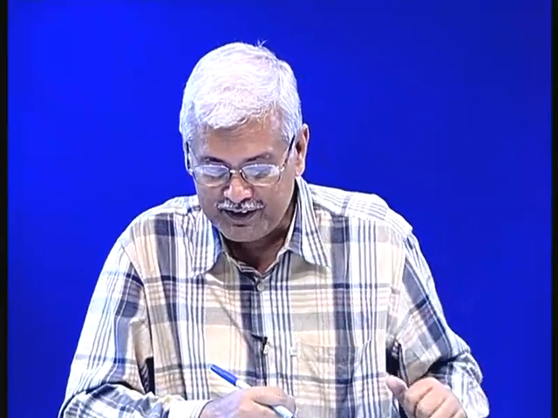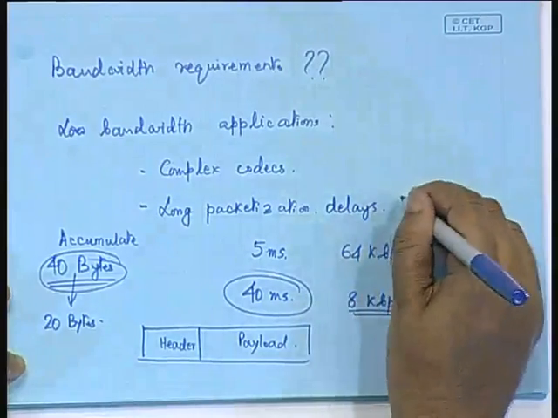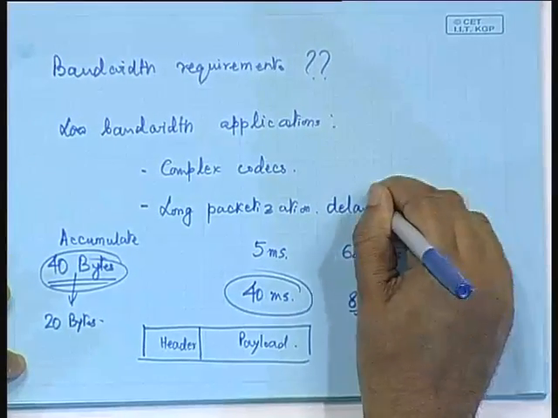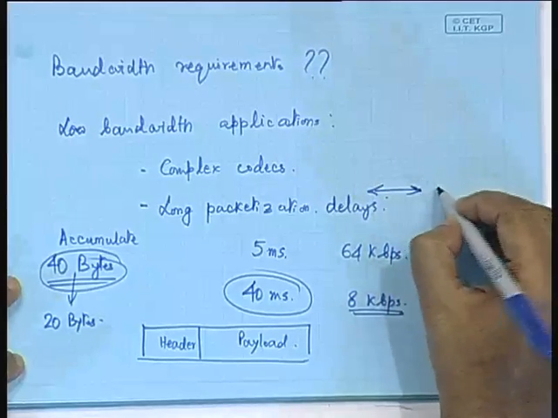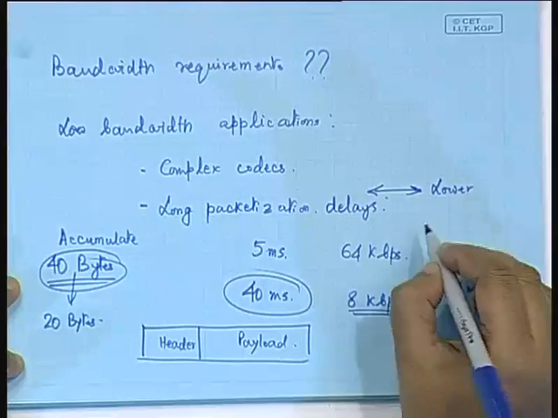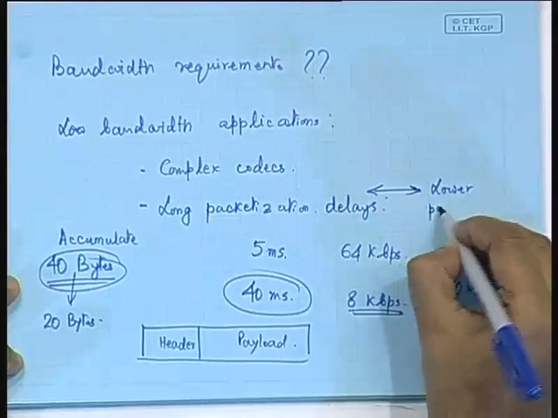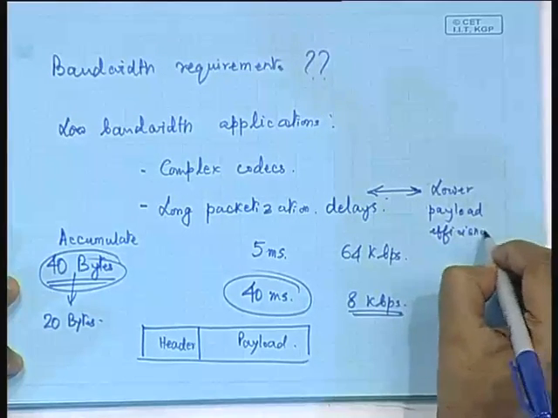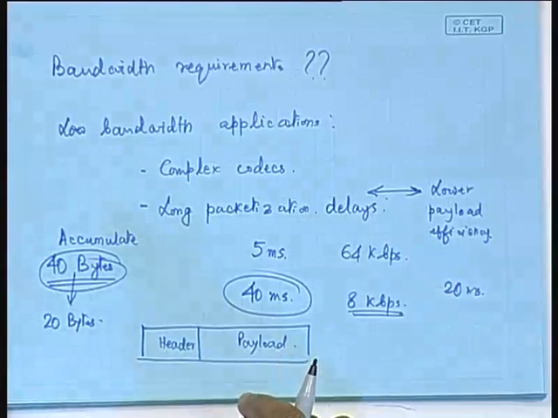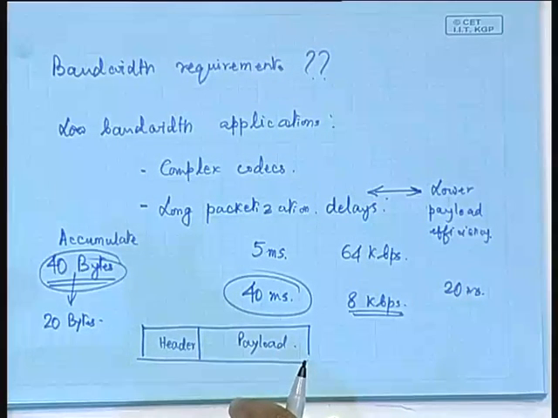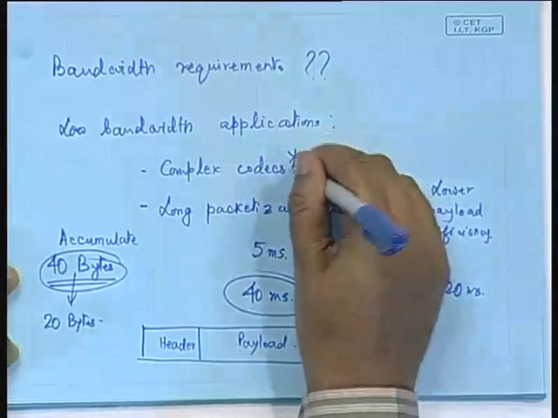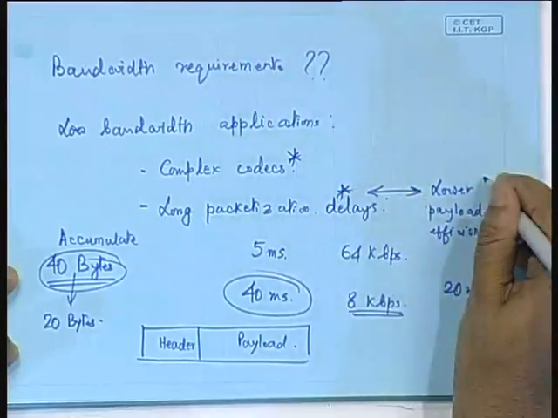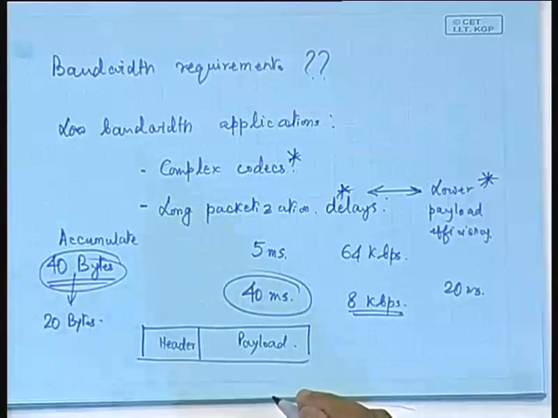So, definitely this is an inefficient arrangement, but what we have to do is make a trade off. If we want to avoid long packetization delays, then the choice is to go in for a lower payload efficiency. So, either you have to go in for long packetization delay, or you have to go in for lower payload efficiency. So, there you have to go in for a judicious engineering trade off between the complex codec, long packetization delays and your payload efficiency.